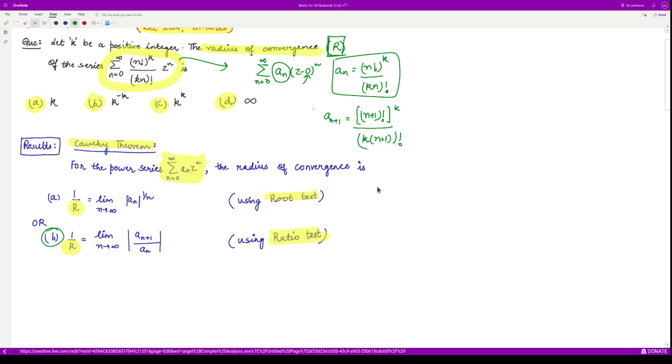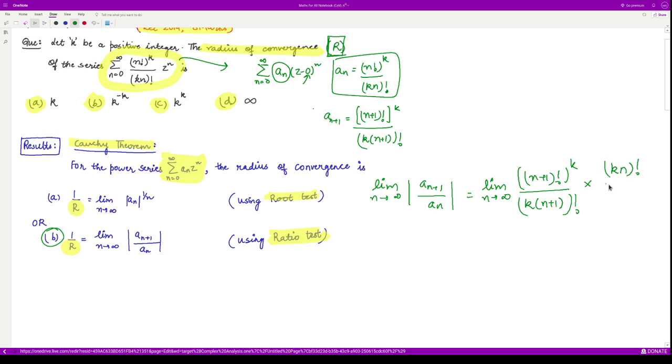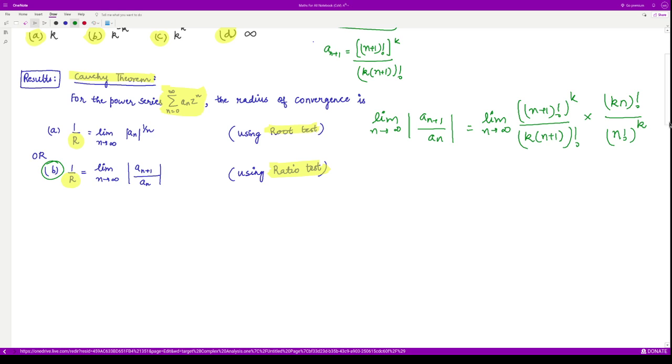So we would be solving limit n goes to infinity mod of a n plus 1 divided by a n. So we would have something like this: limit n goes to infinity. What is a n plus 1? It is n plus 1 factorial raised to power k divided by k into n plus 1 whole factorial, right? And multiplied by this thing will invert itself. So you will be having kn factorial divided by n factorial raised to power k. So now we have to simplify this term and calculate the limit. So let us do that.